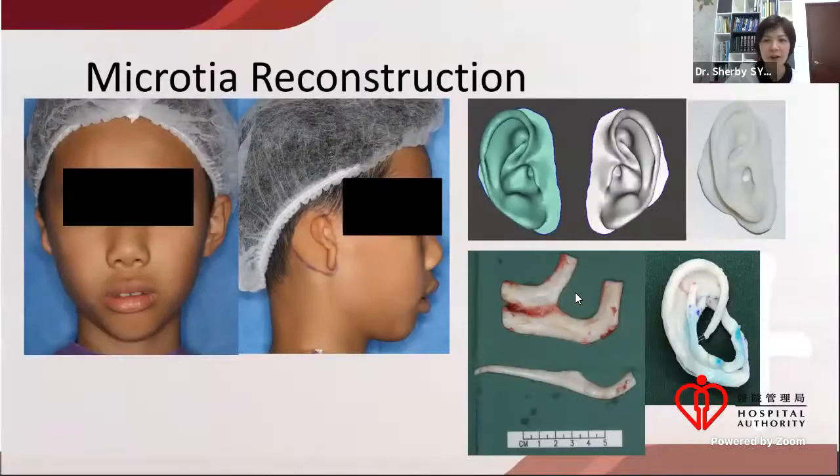Apart from bony structure, three-dimensional printing can also help in soft tissue reconstructions. This is a boy suffering from a condition known as microtia, which is a congenital condition in which one side of the ear is either very small or even absent.